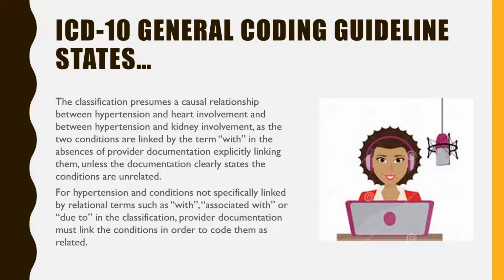So in other words, we are to assume that the hypertension and heart involvement, as well as the hypertension and kidney involvement, have a causal relationship between the two. If not, then the provider documentation has to specifically state that either diagnosis is unrelated to the other. And the guideline further states, for hypertension and conditions not specifically linked by relational terms such as "with," "associated with," or "due to" in the classification, provider documentation must link the conditions in order to code them as related.